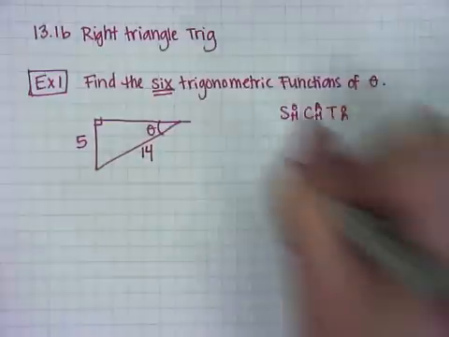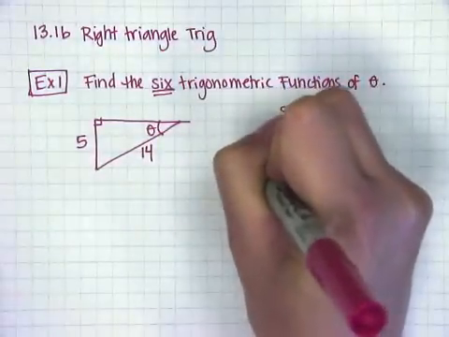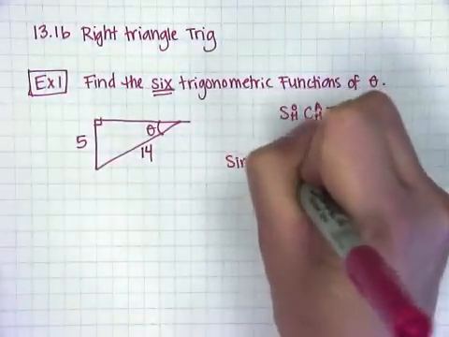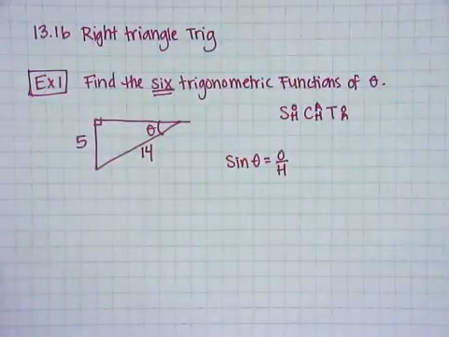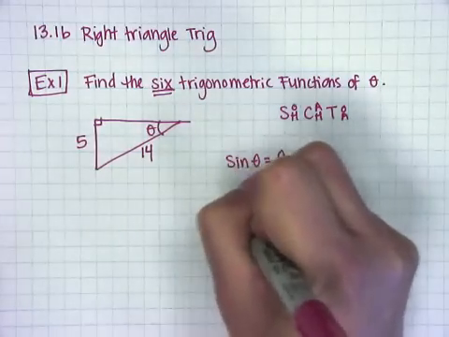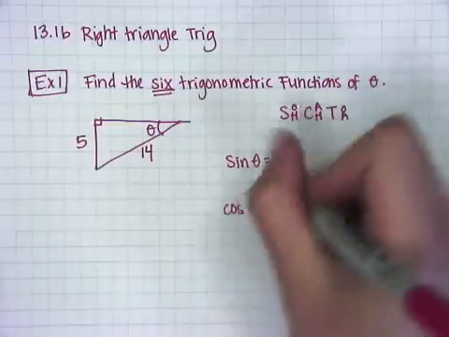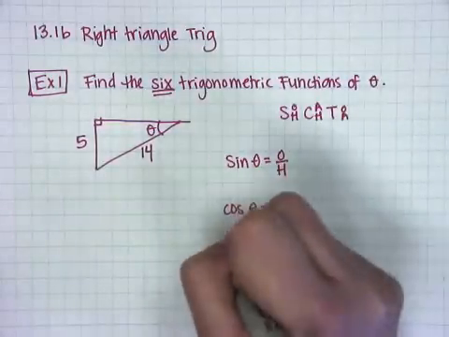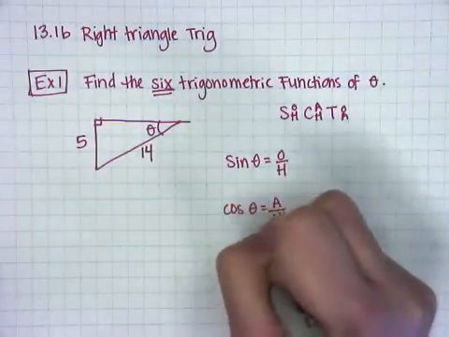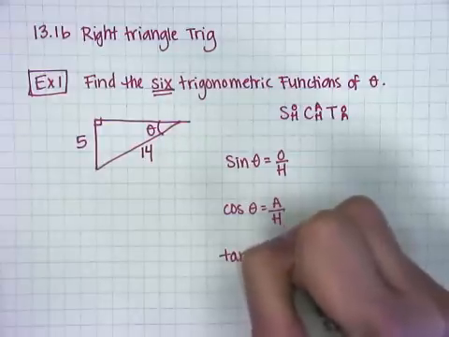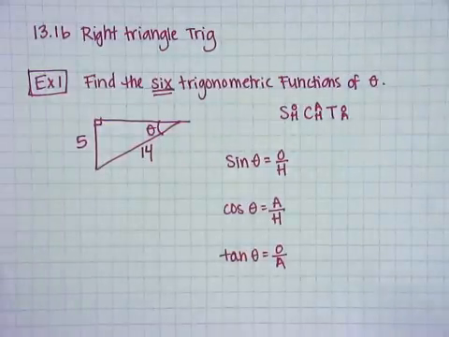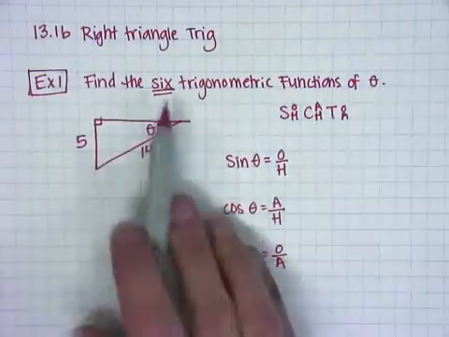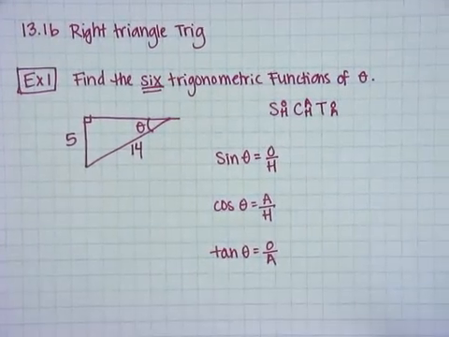SOHCAHTOA, that means that I have sine of theta equals opposite over hypotenuse. Cosine of theta, the C, is adjacent over hypotenuse. And TOA, tangent of theta, equals opposite over adjacent. So those are 3 of the 6 trigonometric functions.